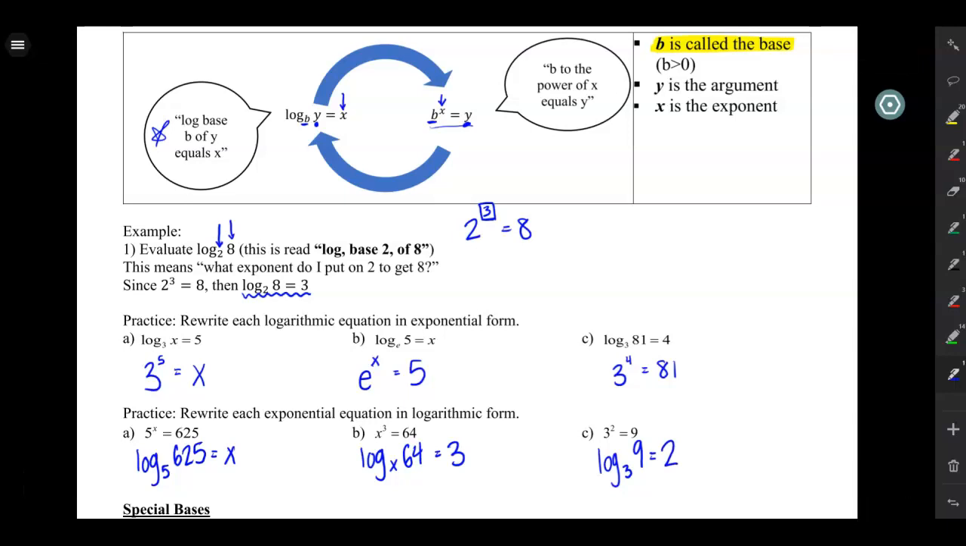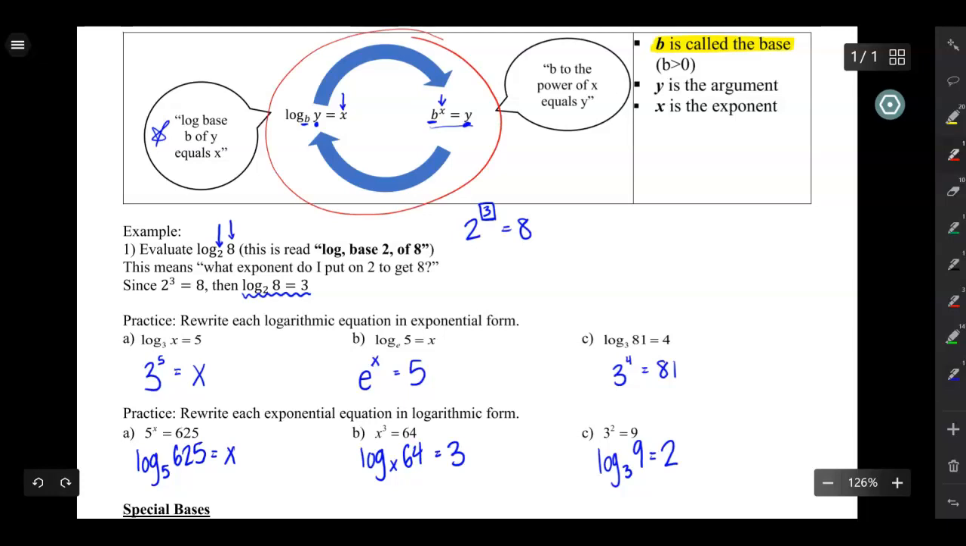And as we'll keep doing more and more practices of switching back and forth between logarithms and exponents, but your key is really going to be just remembering this flowchart up here and where to put the b, the x, and the y.